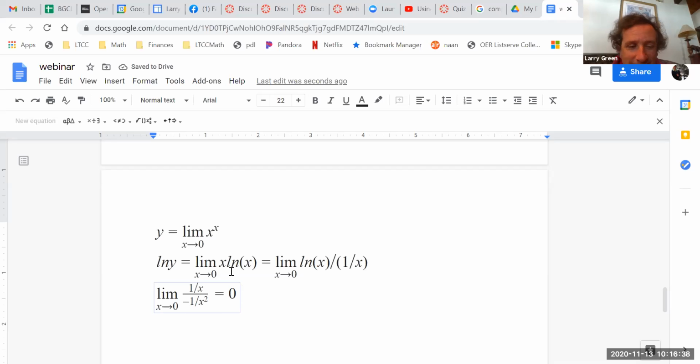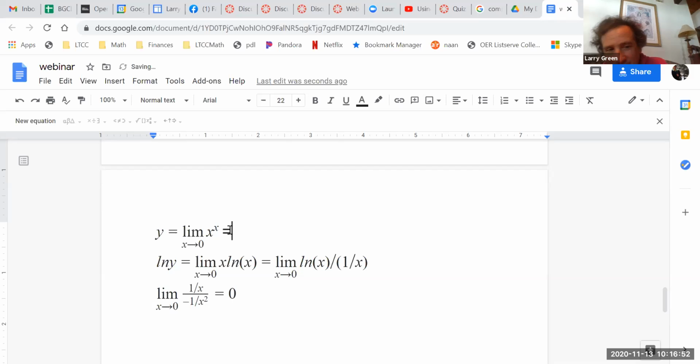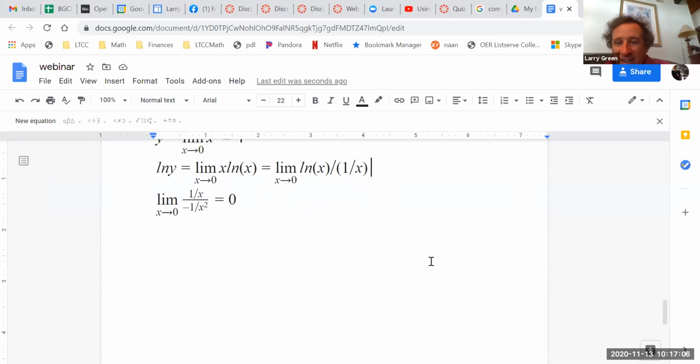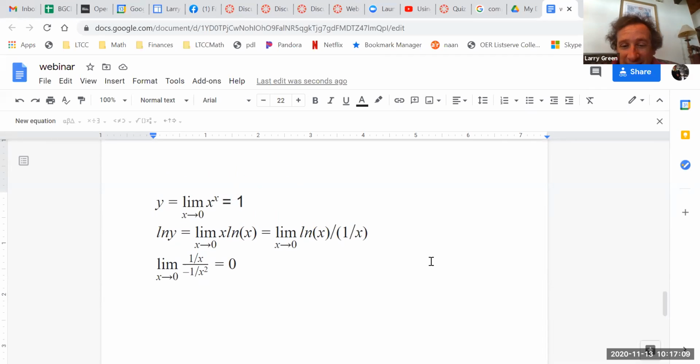So if ln of y is equal to 0, what is y? Then we call it a day. 1. And there's our limit. Okay, a lot of little algebra tricks, but I think it's easier than word problems. There aren't a lot of word problems. There's lots of algebra tricks, though.